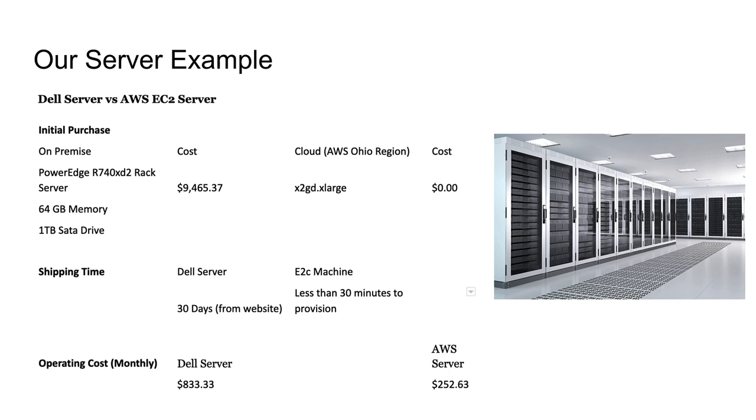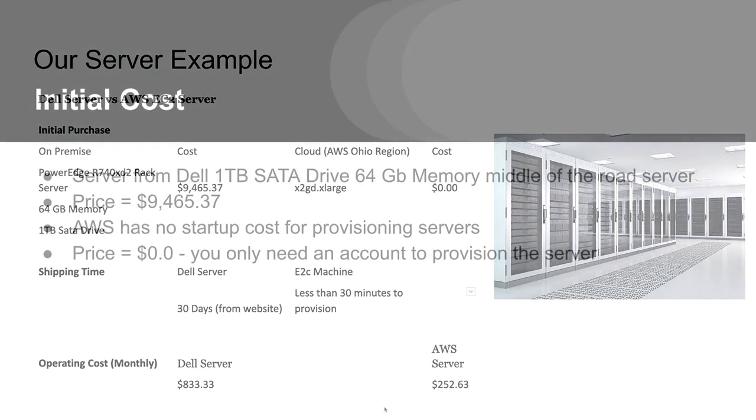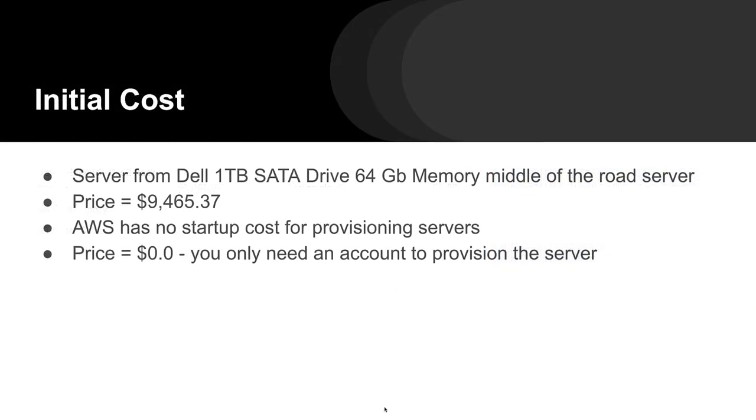So we're going to look at these three aspects. This is just a snapshot of the whole thing: the initial purchase, the shipping time, and then the operating monthly cost. Let's go ahead and look at each one of those details. The first thing that we're going to look at is the initial cost.